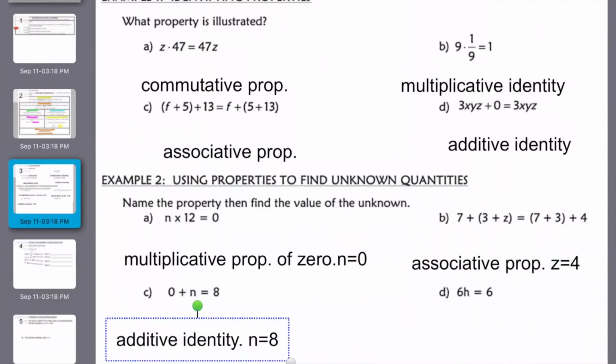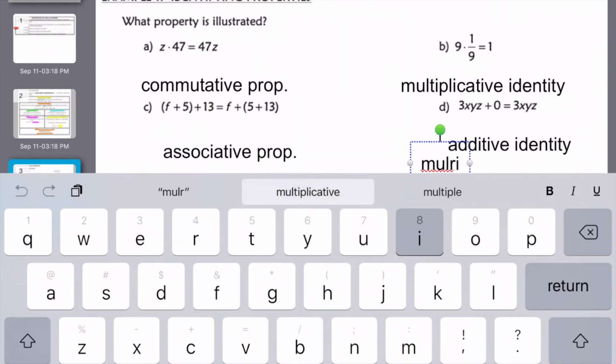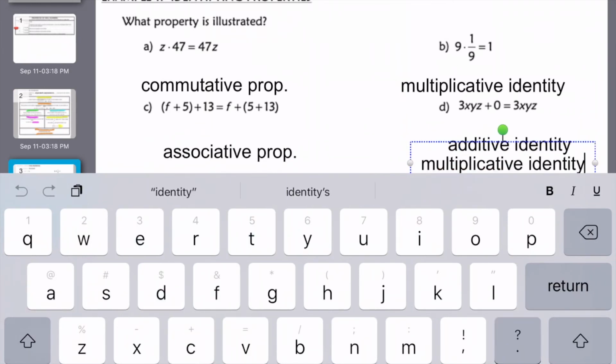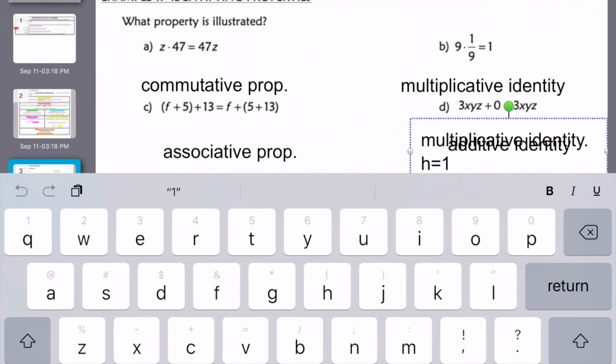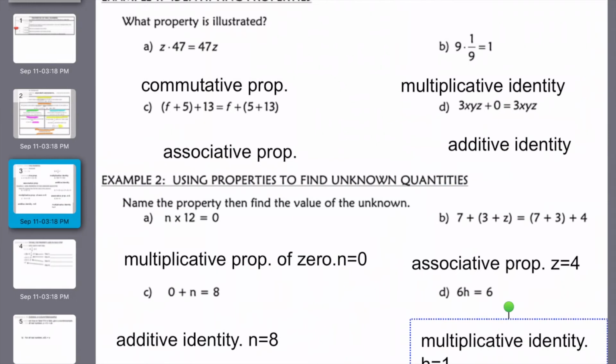And then 6 times h equals 6. This is obviously the multiplicative identity because it's anything times 1 is itself. So we're going to type in multiplicative identity. And we know that h has to be equal to 1. Let's move on to the next slide.